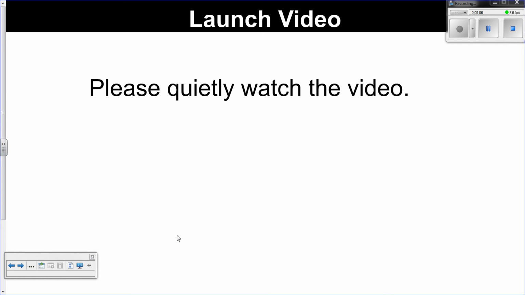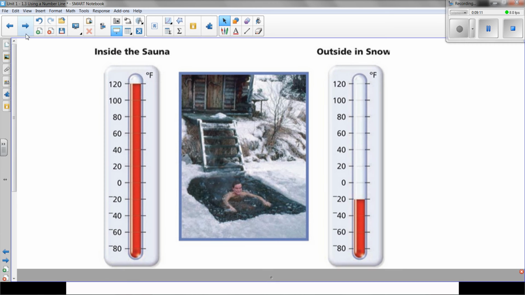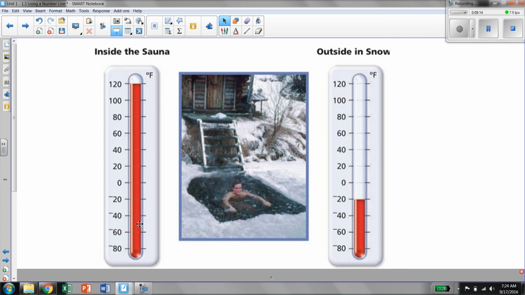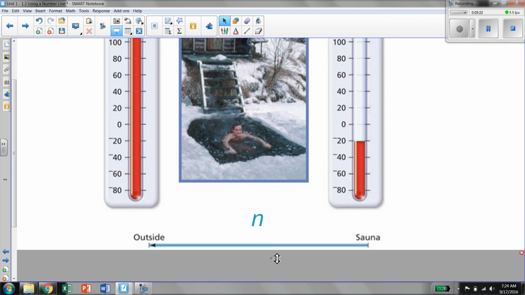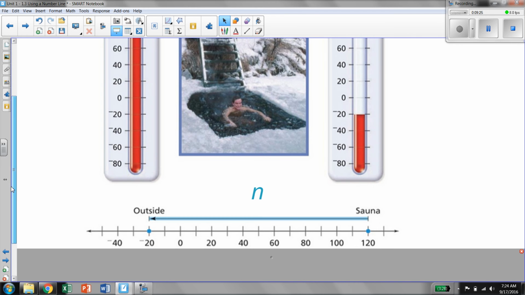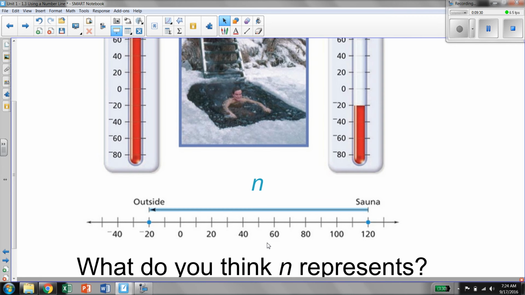So that video was just a quick demonstration of the number line and positive and negative numbers. So again, inside the sauna was 120 degrees, outside the sauna was negative 20. We can model that situation on a number line like this. So my question to you all is, what do you think n represents? And if you remember from class, we said that n represented the difference in temperature from the sauna, this whole blue line, to the outside temperature.